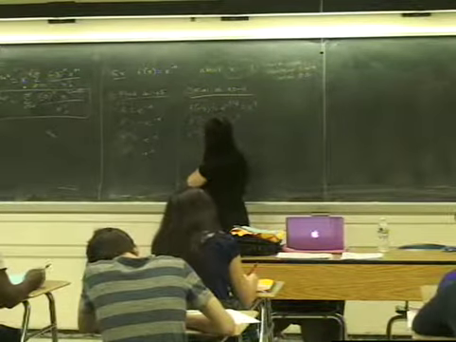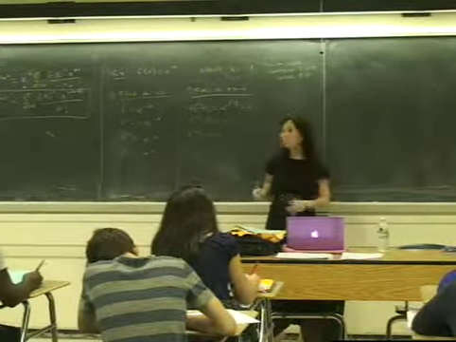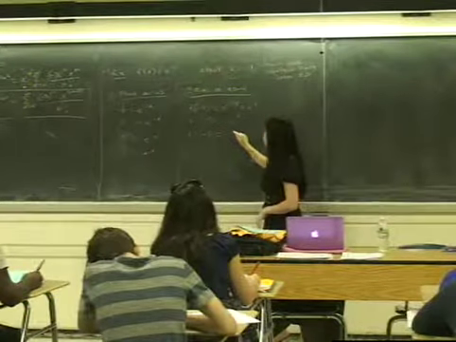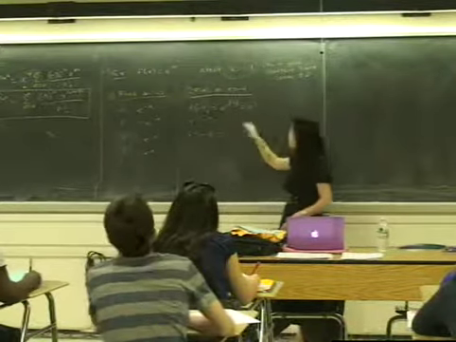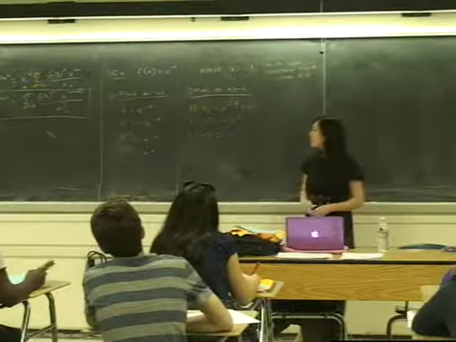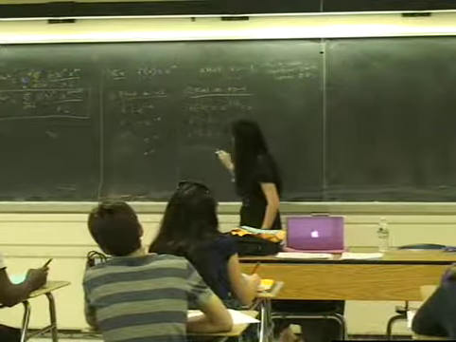F double prime of negative 4. Okay, I plug in negative 4, and I get e to the negative 4, which is e to the 4th. And that makes sense, because f and f double prime are the same, so when I evaluate them at negative 4, they should also be the same. And then f triple prime of negative 4 is just negative e to the 4th.